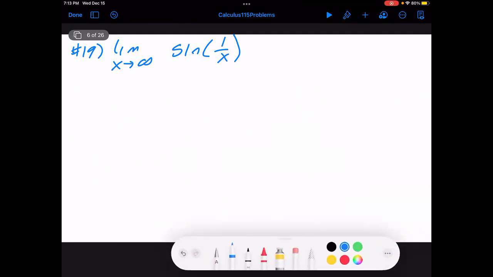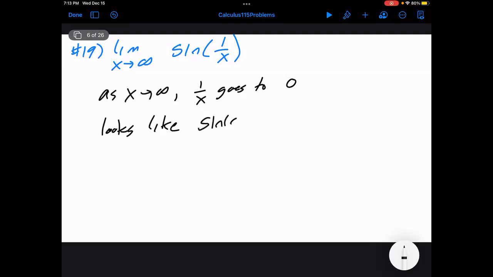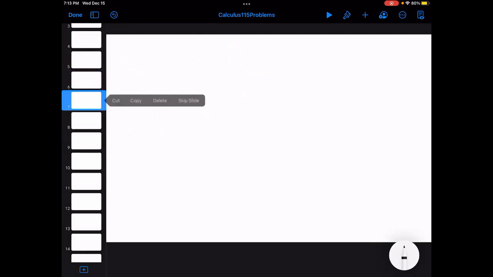Sine of x, 1 over x goes to 0. So as x goes to infinity, 1 over x goes to 0. So this looks like the sine of 0. And what's the sine of 0? It's just 0. So that's it.